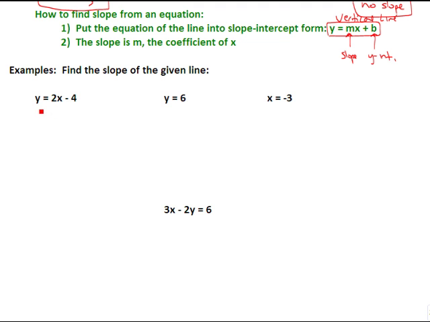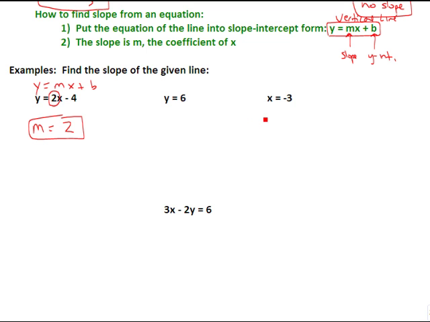So if we were given an equation like y equals 2x minus 4, we get very lucky in this example because it's already in y equals mx plus b form. It already is solved for y. So all I have to do is find the coefficient of x, which is the number that I see in front of x, and that's what m should be. So in this problem, my slope m is just 2. I don't have to do any work.